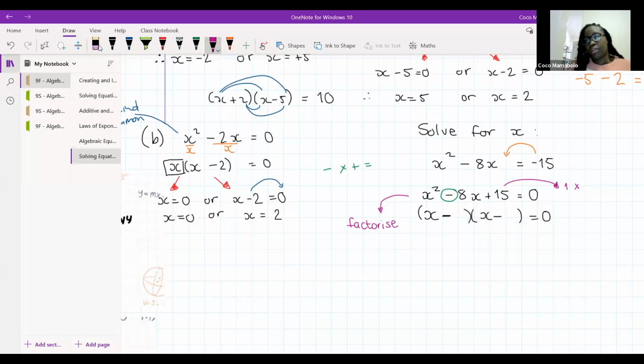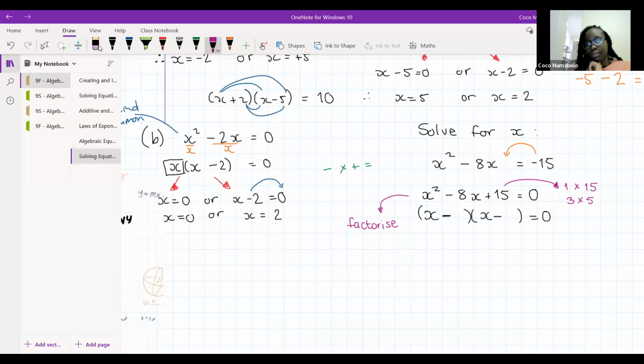1 times what is equal to 15? Oh, 1 times 15, ma'am. Good. 1 times 15 will give me 15. And then other factors of 15? Think of other ways to multiply and make 15, Tando. 3 times 5. Good, 3 times 5. Those are my other factors. So it's either 1 times 15 or 3 times 5.